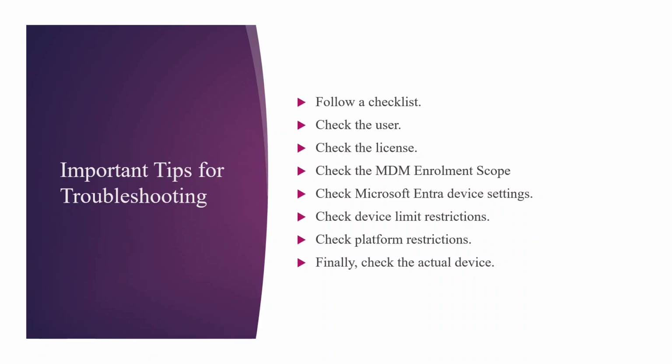The first and foremost thing is to follow a checklist. You should always have a checklist that you follow, and we have talked about this. Primarily, your tenant should be ready for the enrollment. To prepare your tenant for enrollment, the first thing is that you should have users in your tenant, so active user accounts should be available. Those user accounts should have licenses, and we have talked about that in our previous video.